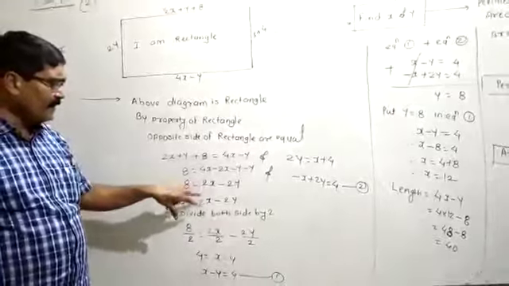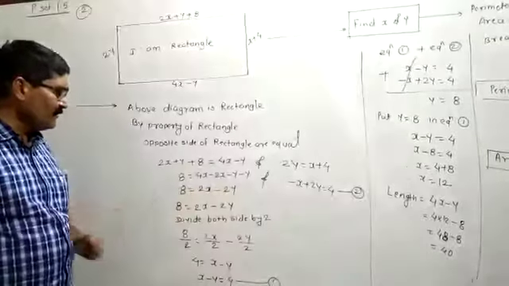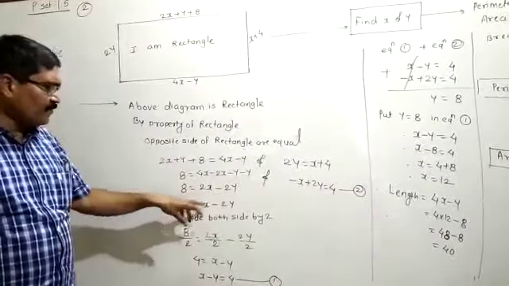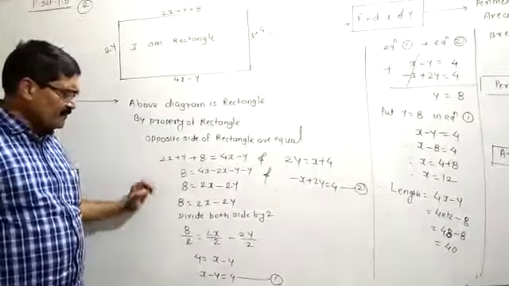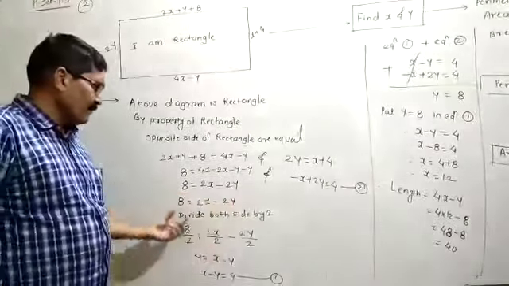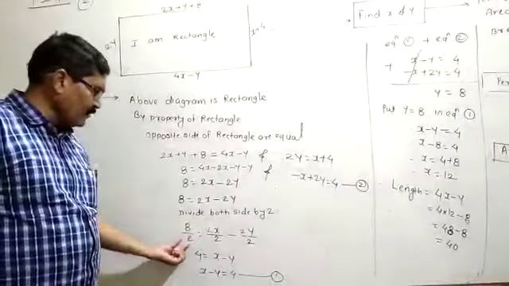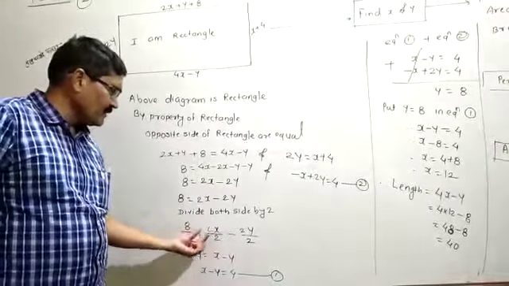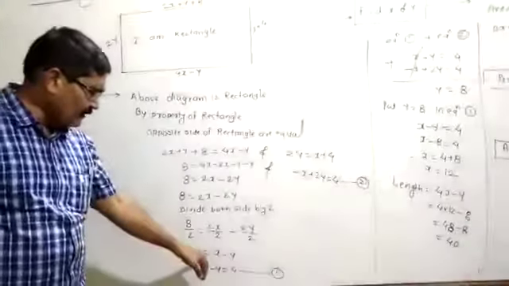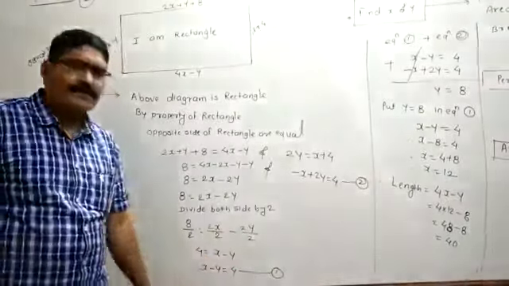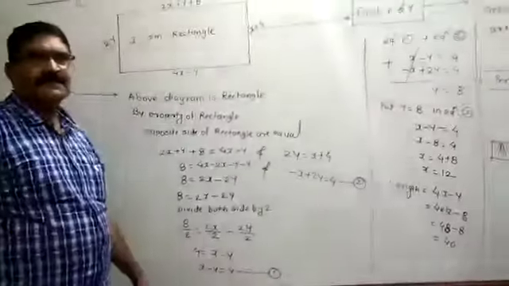From that we will get the equation 2x minus 2y is equal to 8, means 8 is equal to 2x minus 2y. Then convert it into the simplest form, divide both sides by 2. If I divide both sides by 2, this 2 is cancelled with this 2, and 2 fours are 8. From that we will frame the equation x minus y is equal to 4. This is the first equation.